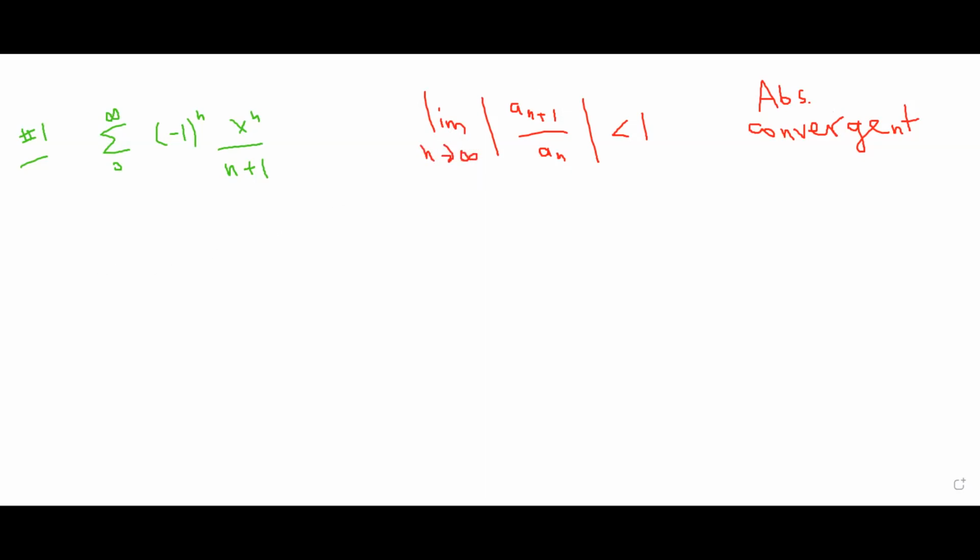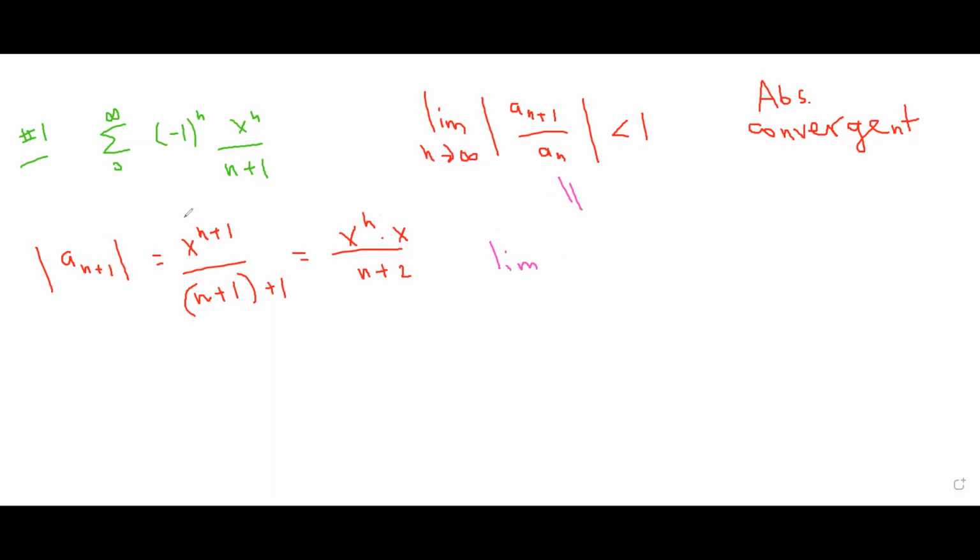So I'm going to look at the n plus first term in absolute value without this negative 1. So we got x to the power of n plus 1, right? Divided by, instead of n, I put n plus 1. And here's another 1. So this will be x to the power of n multiplied by another x, and the denominator is n plus 2.